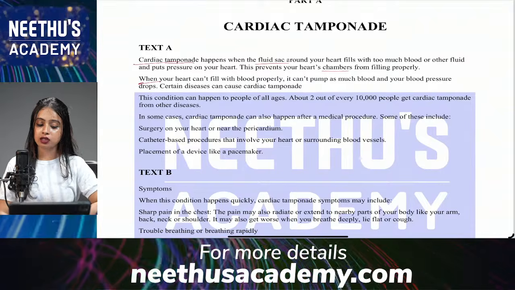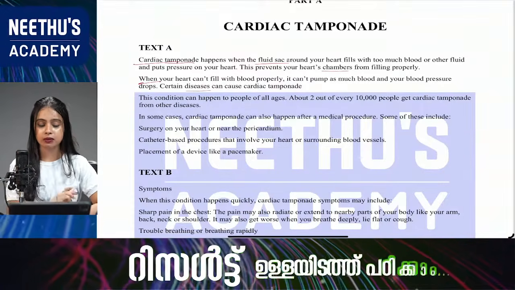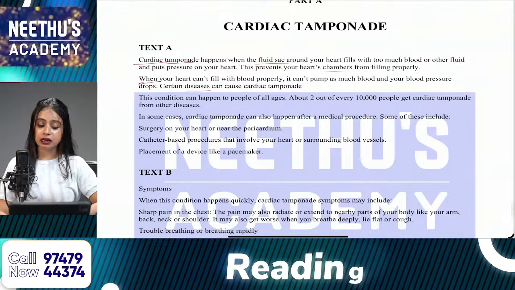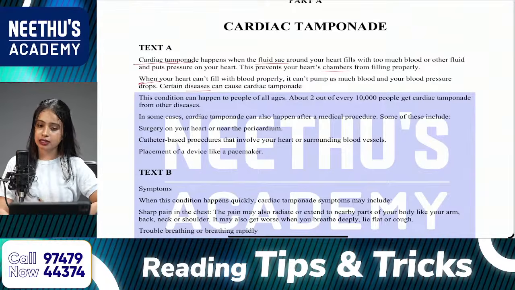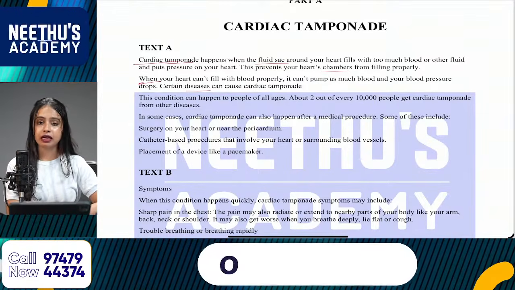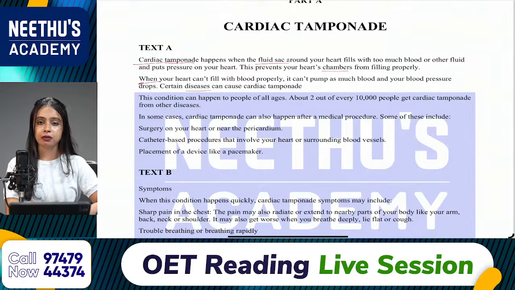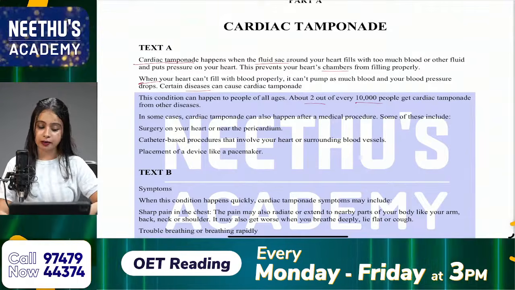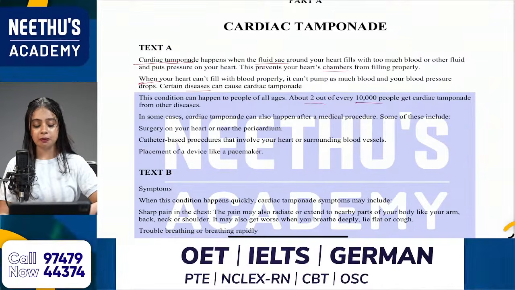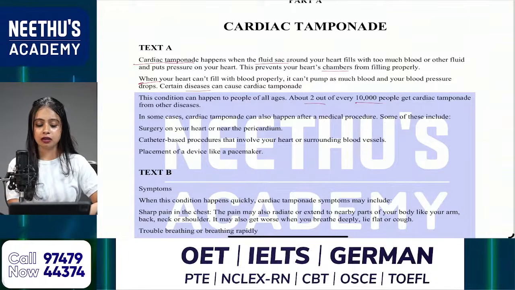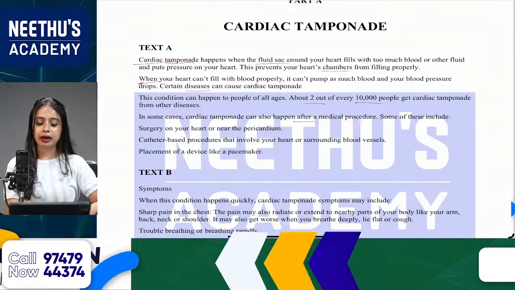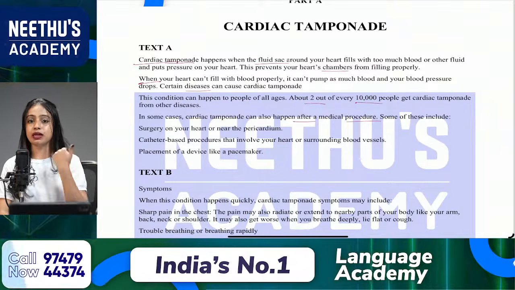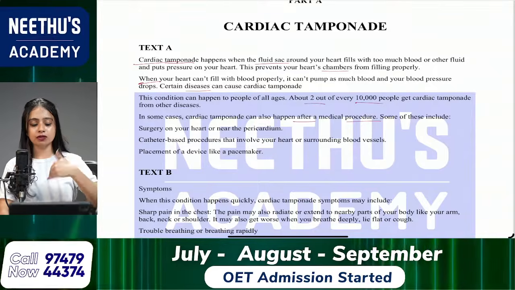Certain diseases can cause cardiac tamponade. So I'm marking diseases. That's all about the second paragraph. Then, this condition can happen to people of all ages. About 2 out of every 10,000 people get cardiac tamponade from other diseases. So my keywords are 2 and 10,000. Those are numbers, right? Then, in some cases, cardiac tamponade can also happen after, so I'm marking the word after, which indicates time, a medical procedure. I'm marking the word procedure, which can be related to experiment or procedures. Then some of these include surgery.